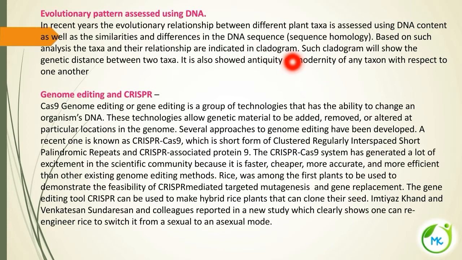A cladogram is nothing but a branching diagram which shows the cladistic relationship. And cladistics is nothing but the classification of organisms based upon a common ancestor. Such a cladogram will also show the genetic distance between two taxa, whether they are related or not, and it also shows the antiquity or modernity of any taxa with respect to one another.